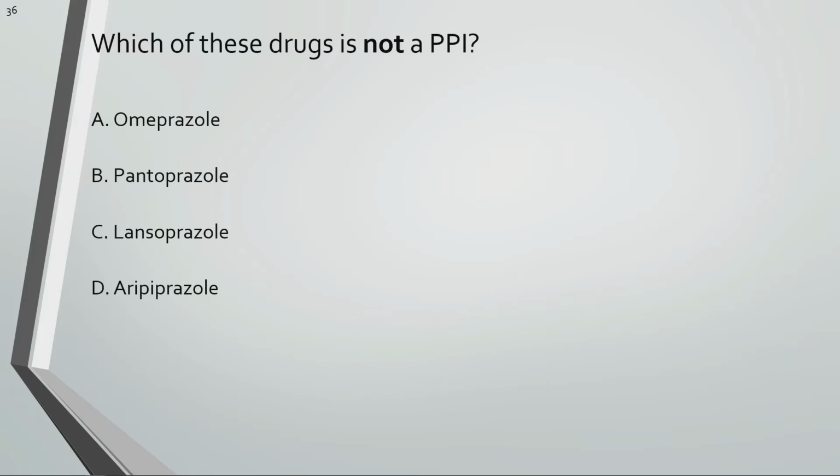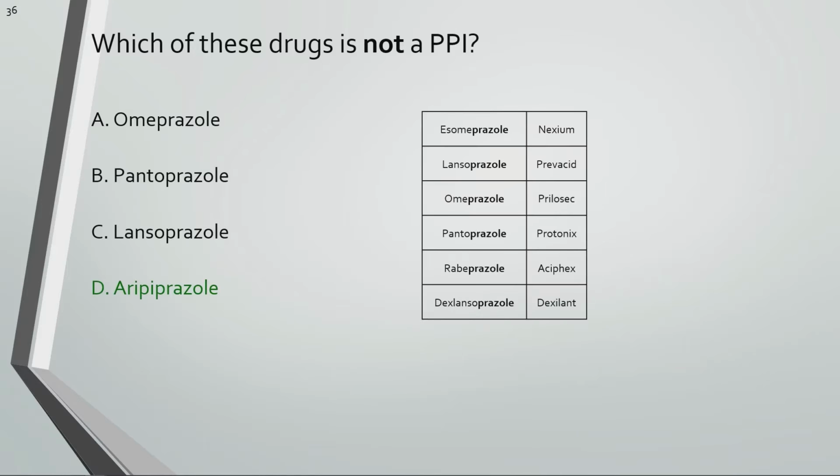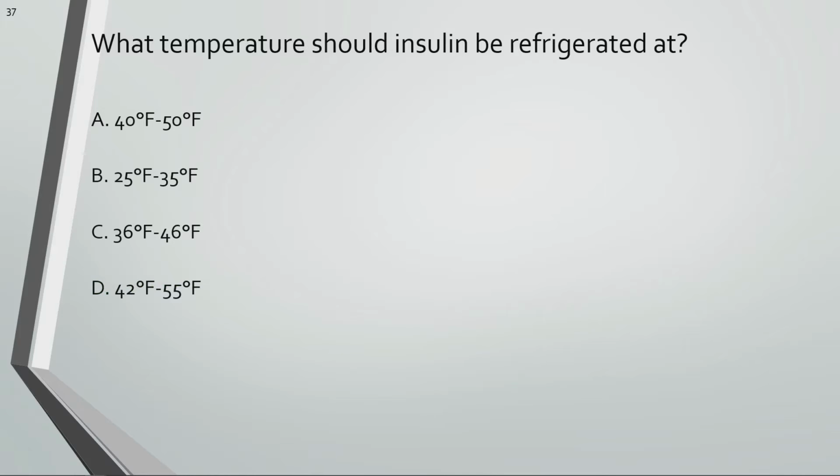Which of these drugs is not a proton pump inhibitor? Aripiprazole is an antipsychotic, not a proton pump inhibitor. Aripiprazole is the exception to the prazole stem that is present in all proton pump inhibitors. What temperature should insulin be refrigerated at? Insulin should be refrigerated between 36 and 46 degrees Fahrenheit.